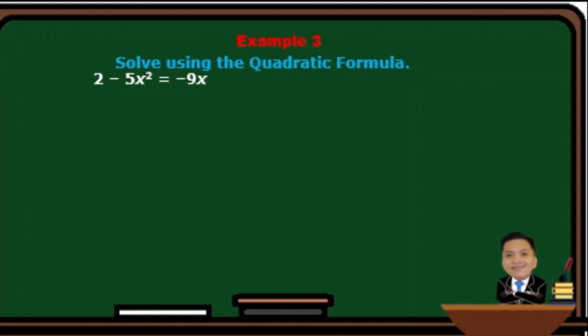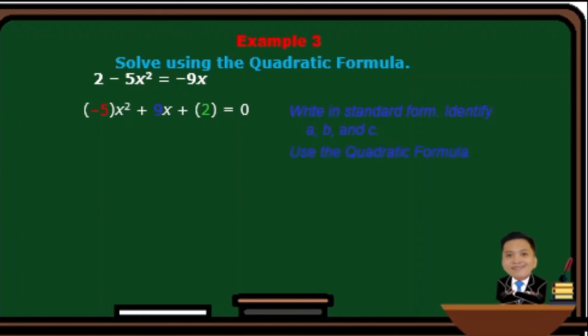Example 3. Solve using the quadratic formula. We have 2 minus 5x squared is equal to negative 9x. To solve this, we need to write it in standard form first and identify the values of a, b, and c. The standard form of this quadratic equation is negative 5x squared plus 9x plus 2 is equal to 0. a is equal to negative 5, b is equal to 9, and c is equal to 2.